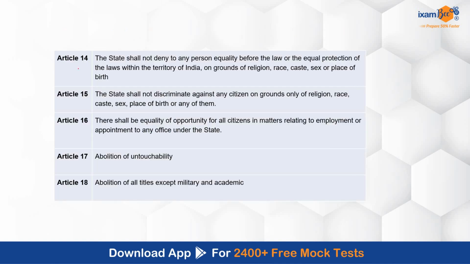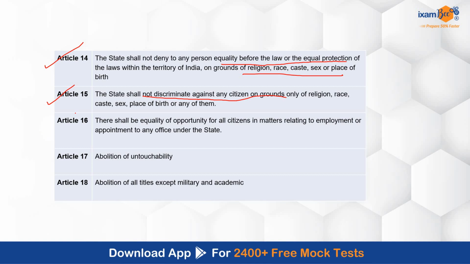Article 14 deals with equality before law. The state shall not deny to any person equality before law or the equal protection of laws within the territory of India on all these grounds. Article 15 is right against discrimination. The state shall not discriminate against any citizen on grounds of religion, race, caste, sex, place of birth.